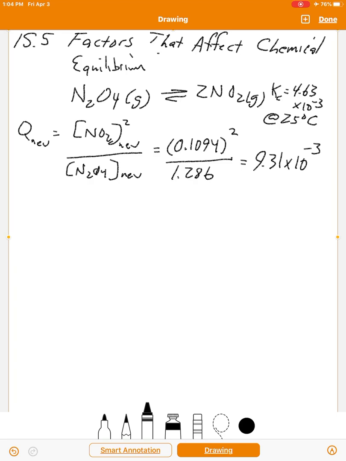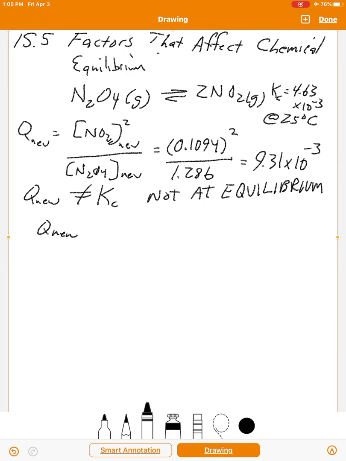That is definitely not equal to K anymore, right? It's essentially off by a factor of 2. So Q new is not equal to K, so we're not at equilibrium. In fact, what we can say is that Q new is greater than K. And so the result of that is the reaction goes this way, to the left, right? We learned in the previous sections that if Q is greater than K, the reaction goes back toward the reactant side. So let's set up a new ICE table.